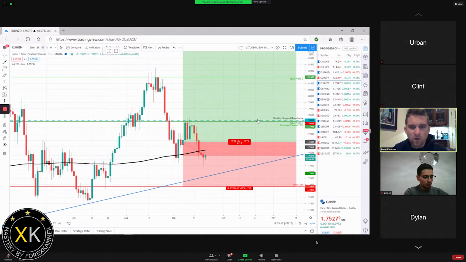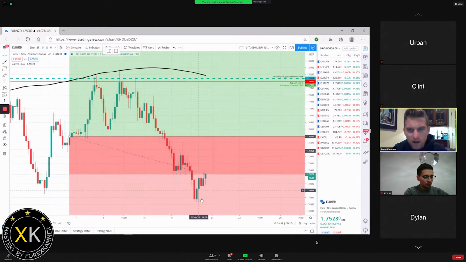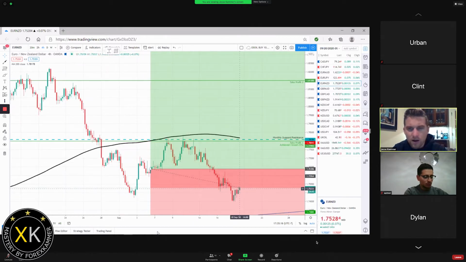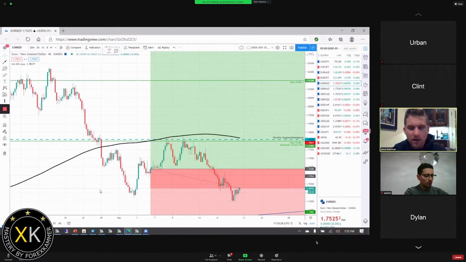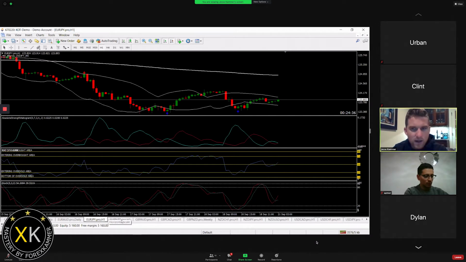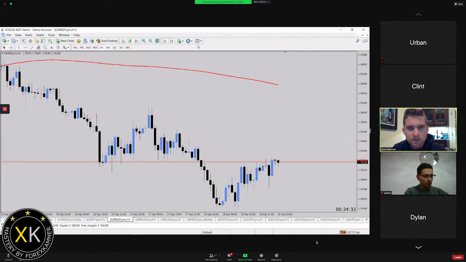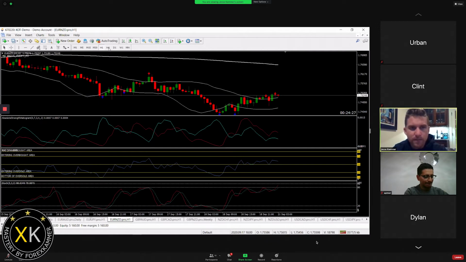Let's go ahead and look at the 4 hour, right? You saw it, it's now slowly kind of coming up. Let's go ahead and look at this at XK, right? Take profit one is right at that monthly support and resistance. Also, it has that 200 MA on that 4 hour time frame. So let's go ahead and look at this trade on XK, Euro NZD. Pull up the XK template.